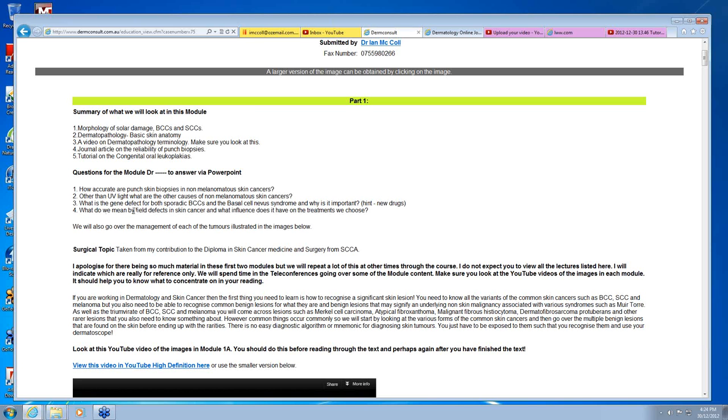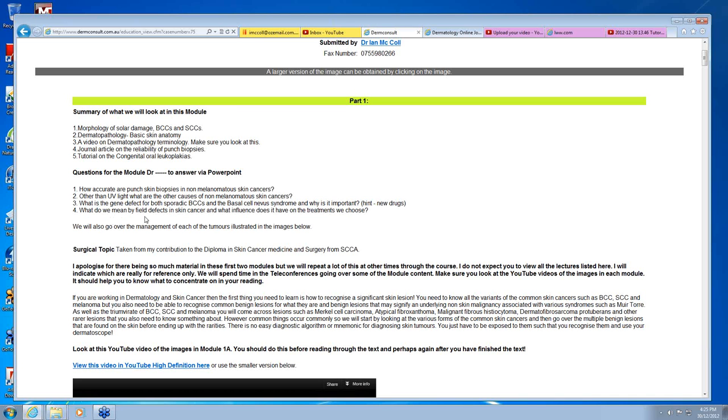Third question, what's the gene defect for both sporadic BCCs and the multiple BCCs seen in the basal cell nevus syndrome? And why is it important? And the main reason is because of some of the new drugs that have been developed to deal with the gene defect, particularly in people with really severe BCCs and those with the basal cell nevus syndrome.